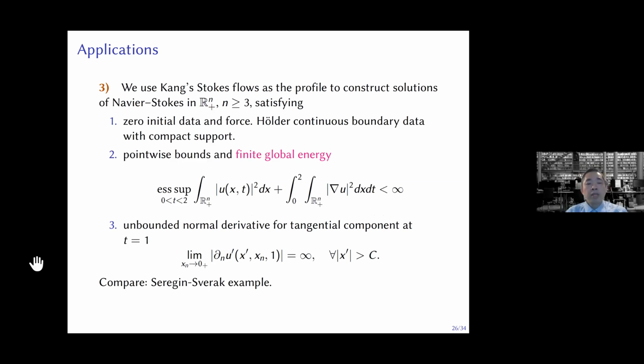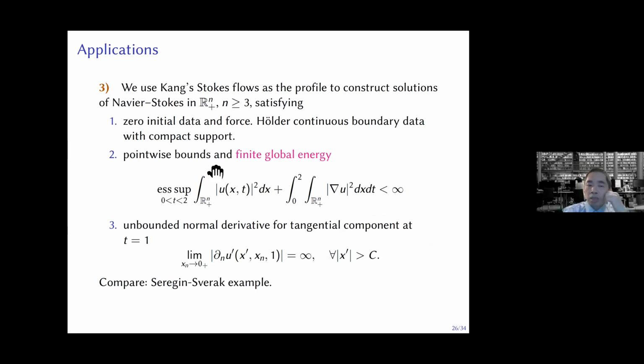And the third application is on this boundary singularity. So Kang has a solution for the Stokes system. We use that as the profile to construct solutions of Navier-Stokes, and it satisfies the following. So first, it has 0 initial data and 0 force. And it has a Hölder continuous boundary data with compact support.